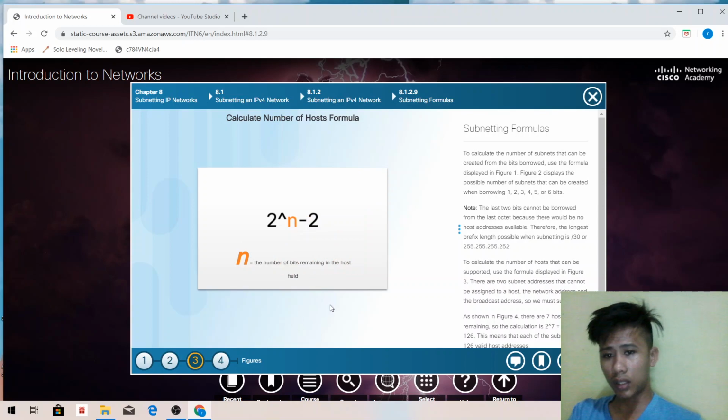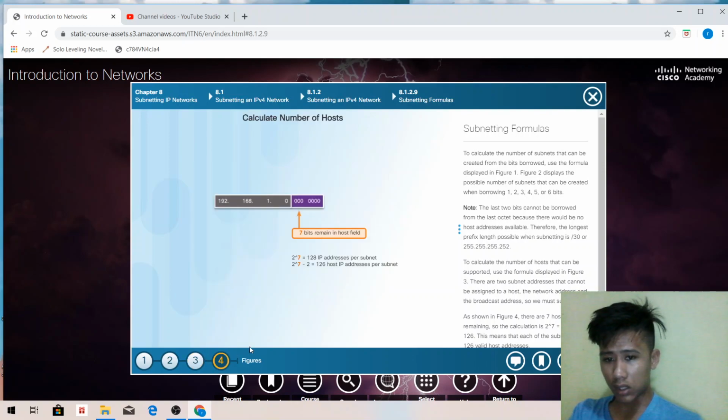In Figure 3, it shows that 2 raised to n, where n equals the number of bits remaining in the host field. And last, as shown in Figure 4, there are 7 host bits remaining. So, to calculate this, 2 raised to 7 equals 128, minus 2 equals 126. This means that each subnet has 126 valid host addresses.